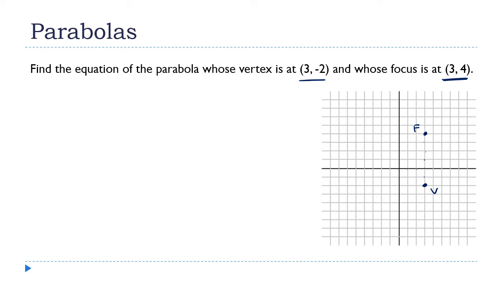Now I know my parabola looks like this, right? Because the focus has to be on the inside. And I know that this distance here is a. So a equals 6. So here's what I'm going to do. I'm going to find the equation just like we did before, when the vertex was at the origin. Then all I'm going to do is translate it, right?